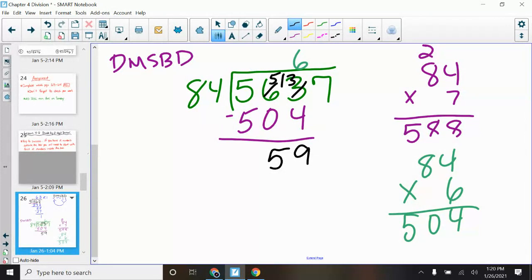Do I need to put that 0? No. If you want to, you can. Miss Malone does not like to put that there. It gets in my way. But if you like it, you can put it, but I'm not going to, okay? So we subtracted, and we got 59.